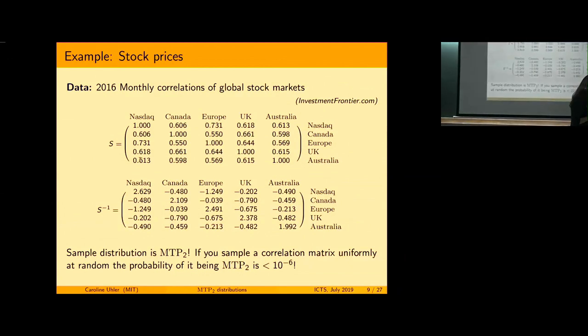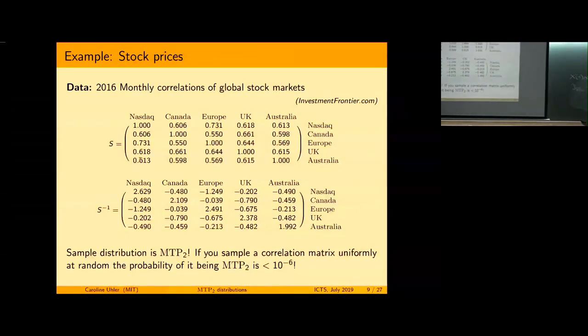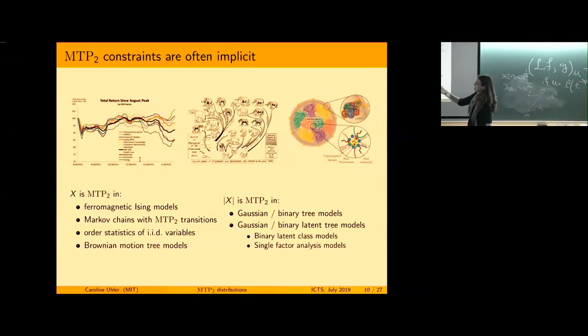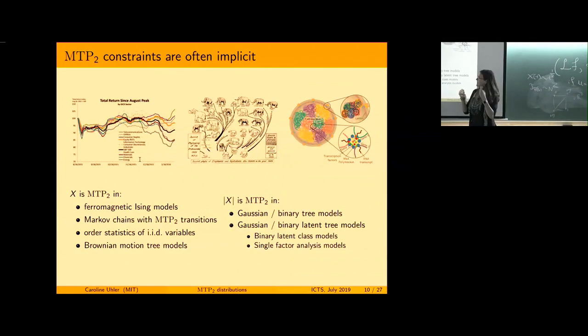Okay, so why is it that I can actually find these examples? This is why we believe, and this is how we were able to find these examples and where we were looking: it turns out that whenever you have latent tree models, we can prove that they're MTP2.